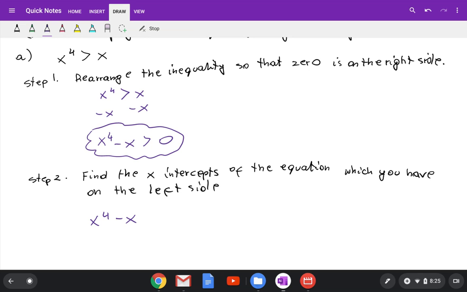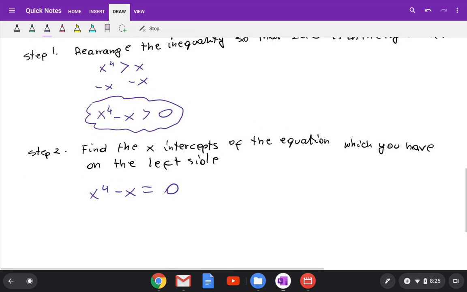So how are you going to find the x-intercepts? You're going to change that inequality to actually equation. You're going to make that equal 0. And to find the x-intercepts, it's polynomial inequality, you will need to here factor out GCF, greatest common factor. So the greatest common factor between x to the power of 4 and x is x. So factor out x, and we'll end up with x to the third power minus 1 equals 0.